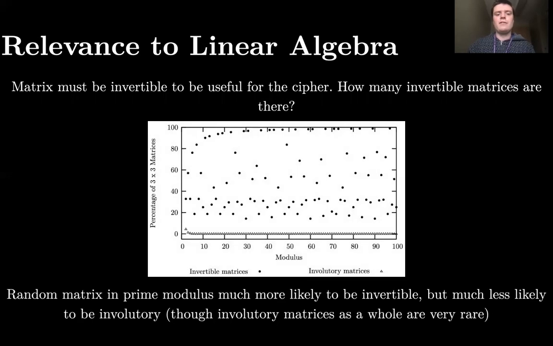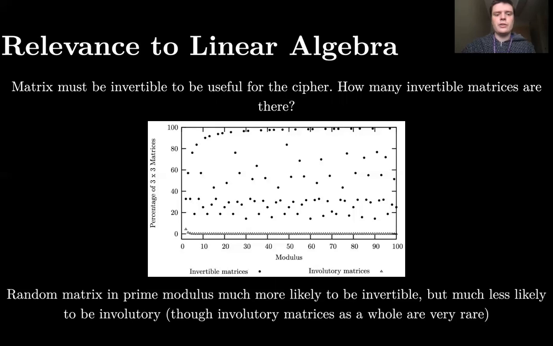Well, this is a graph of the percentage of matrices for a given modulus that are invertible, shown with the black circles, and the gray triangles indicate the percentage that are involutory. You can see for any sufficiently large modulus, there are almost no involutory matrices.